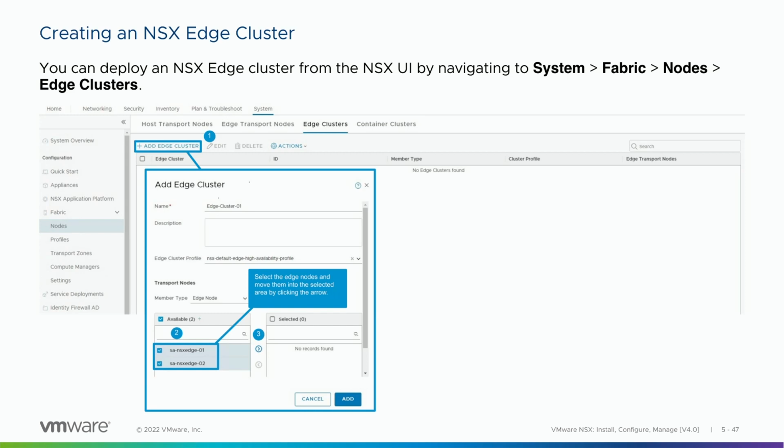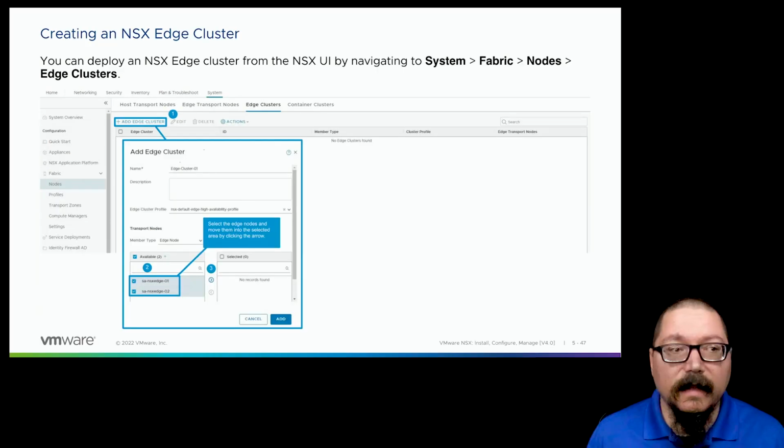Now, once I have at least one edge node deployed, probably more than that, I'm going to build an edge cluster. I can go from the edge transport nodes tab to the edge clusters tab and simply create the edge cluster. It's a really simple process. I hit the add edge cluster button, give the cluster a name, and then simply add the edge transport nodes that I need to add. That's all there is to it. Once I'm done with that, I hit the add button and off we go. We have an edge cluster.